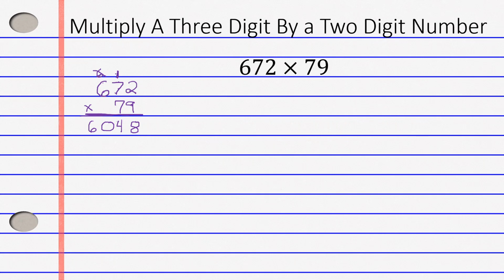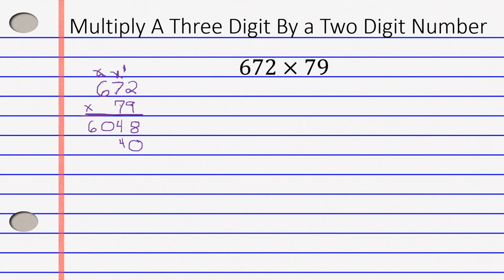I'm going to cross out the 6 and 1 above because I've already used those. And since 7 is in the tens place, I need to put a 0 in the ones place of the multiplication. So I put the 0 directly below the 8. And I multiply 7 times 2, giving us 14. So put the 4 down here and the 1 up above.